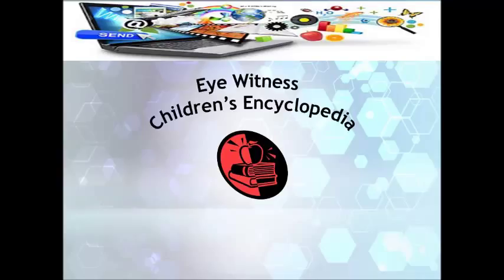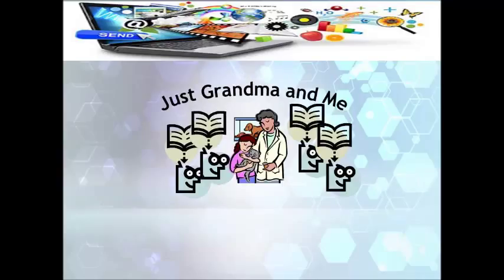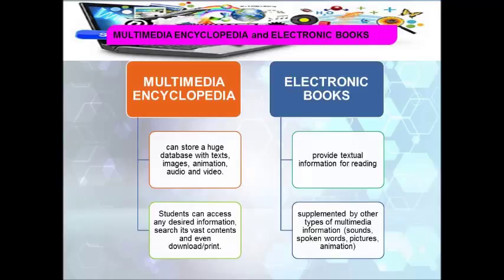Electronic books provide information for reading, supplemented by other types of multimedia information, such as sounds, spoken words, pictures, and animation. Electronic books are also useful for learning reading, spelling, and word skills. An example of this, which offers surprises for the young learner's curiosity, is Just Grandma and Me, an animated storybook.